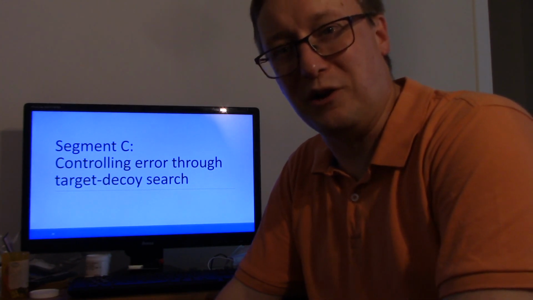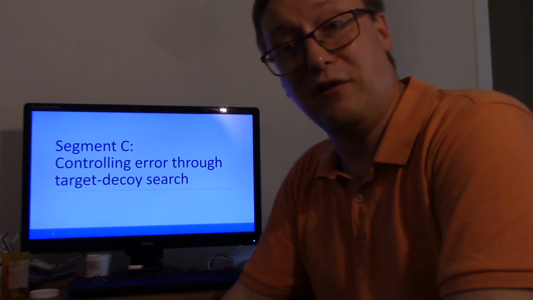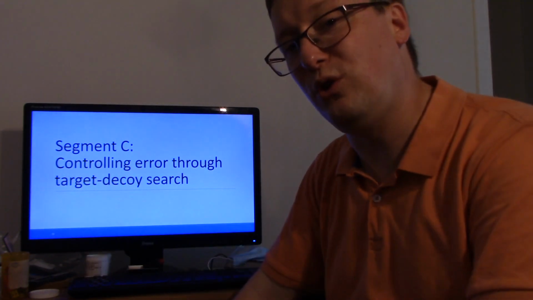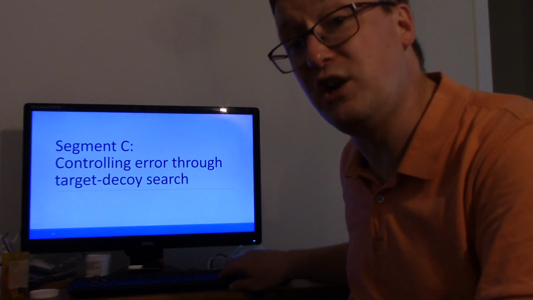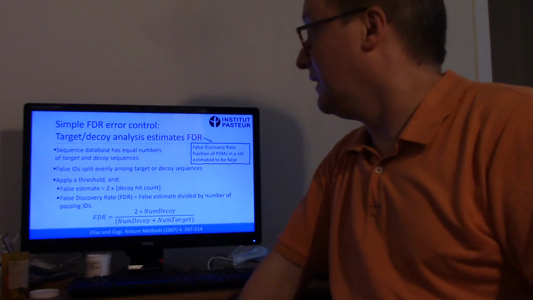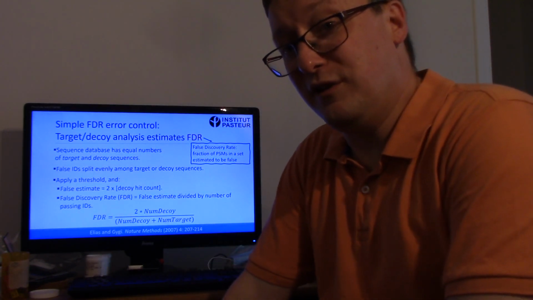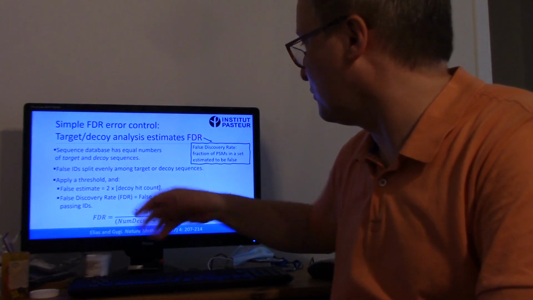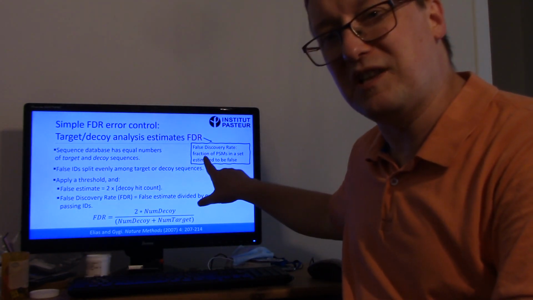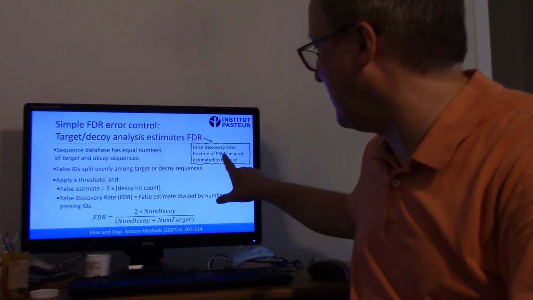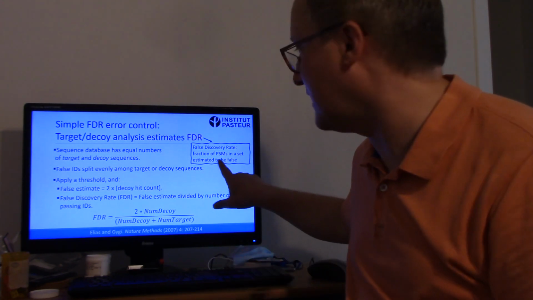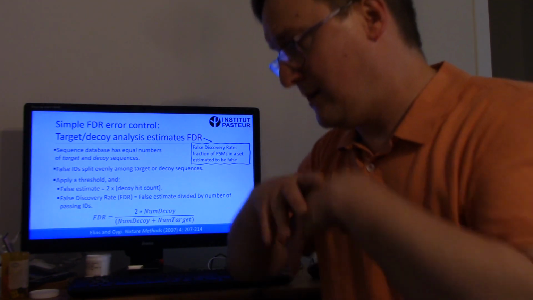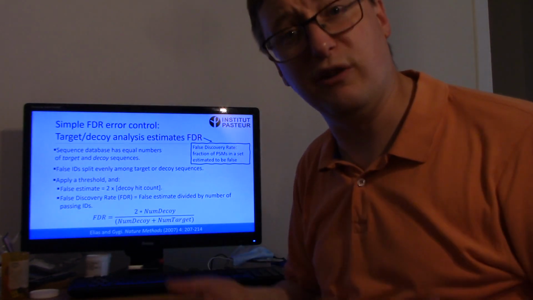Welcome to part 3, or part C, of our Proteome Informatics series. In this part, we'll talk about how we can control error through target-decoy search. So let's start with a few definitions. We want to do false discovery rate control, to say what fraction of peptide spectrum matches in a given set are estimated to be false. Okay, so we're trying to allow for a little bit of wiggle room.